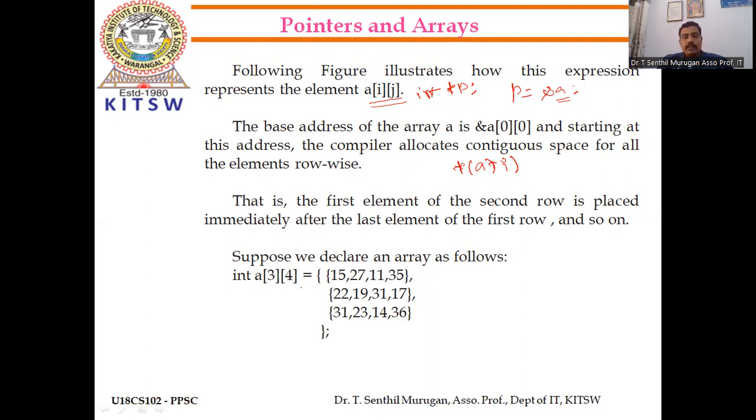Here, in the case of 3 comma 4, there are 3 rows and 4 columns, so we can give 12 values. We can give 3 sets of values or 12 continuous values also. There is no problem. But how will it store? The first value is taken as 0 comma 0, the second value as 0 comma 1. Like that, the compiler will take it.